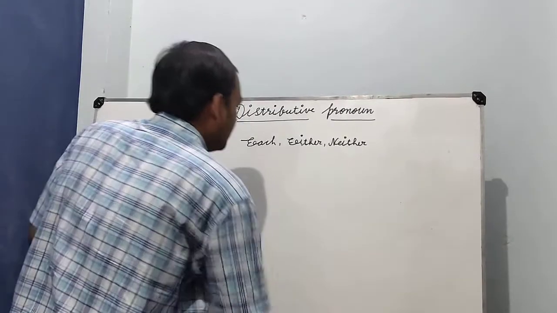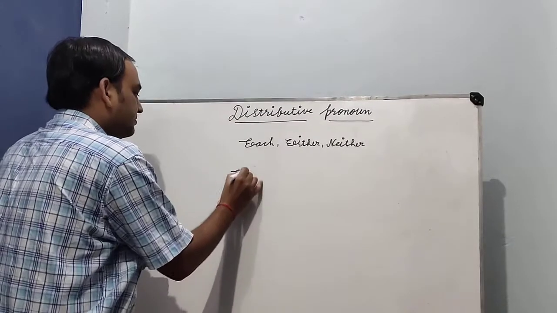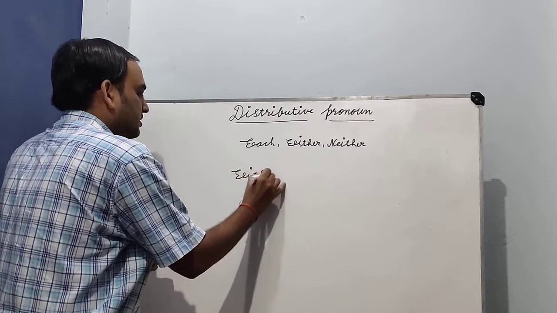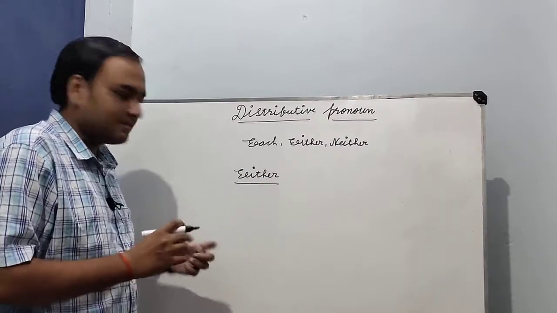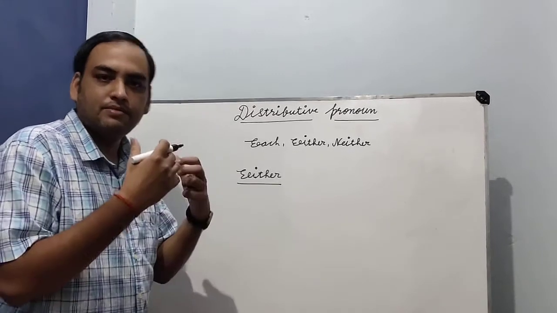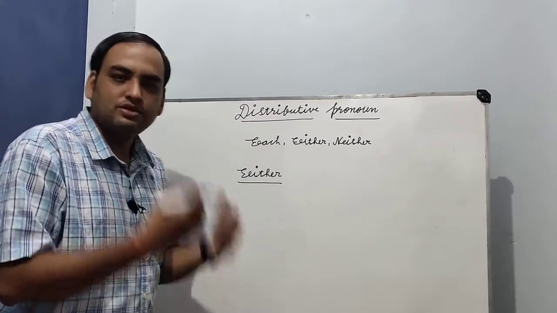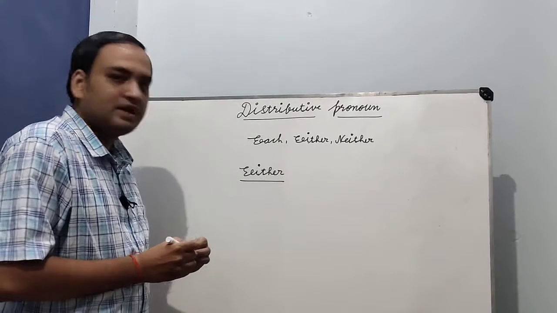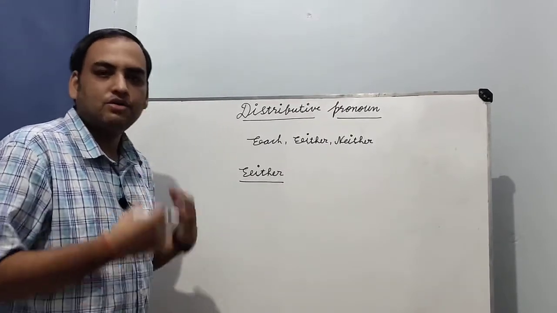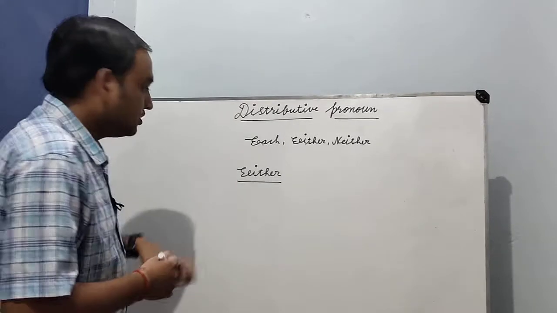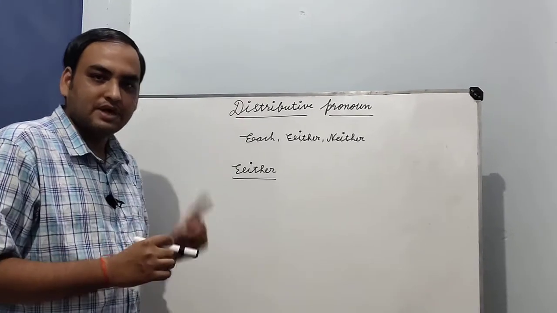Okay, next one is either. Okay, we will use this distributive pronoun. Either का मतलब होता है 2 persons के लिए या 2 वस्तुओं के लिए. Okay, it means that we are using either for 2 components, for 2 persons, for 2 things. Okay, not more than 2. Just be careful.